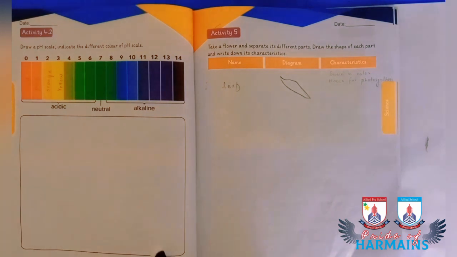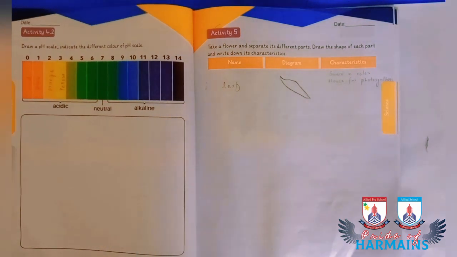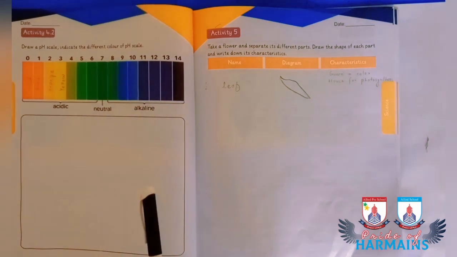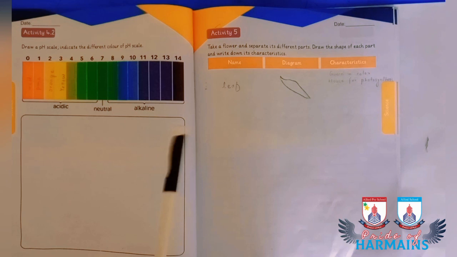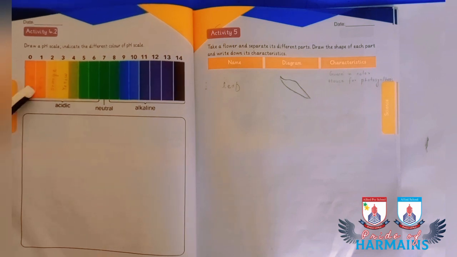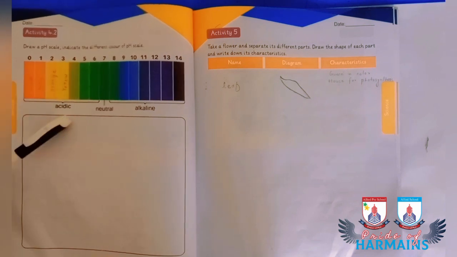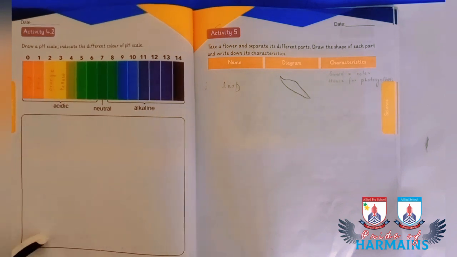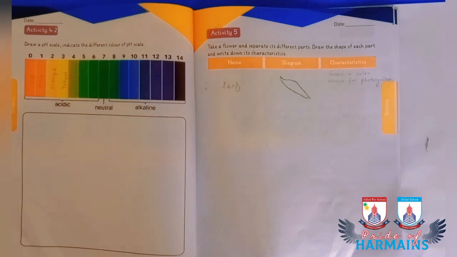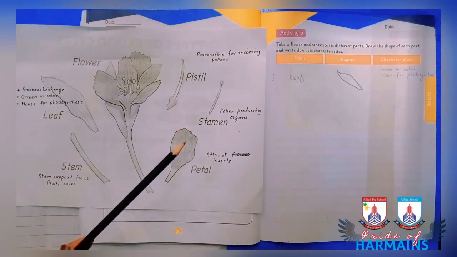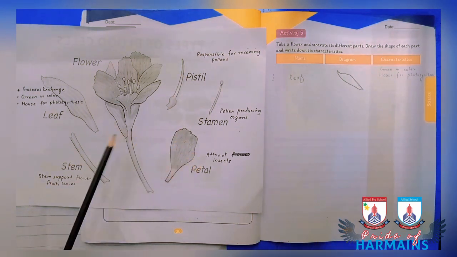Now this is the second part of activity number 4. You are supposed to draw that scale over here, and then mention the color names, like this is orange, this is pink, this is red, this is pink, this is orange, this is yellow. You are supposed to write these colors over here in the given space, and draw that scale over here.